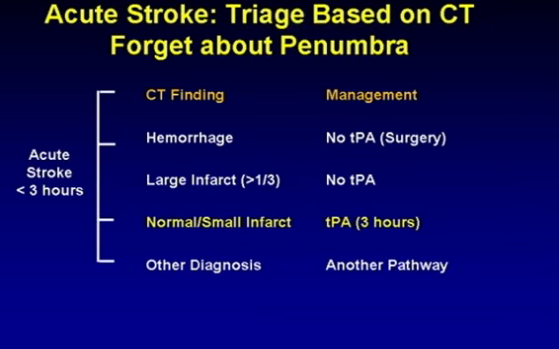So this is a potential candidate for thrombolysis within the first 3 hours, potentially up to 6 hours in some studies. If obviously on a non-contrast CT you see hemorrhage, then the patient is not a candidate for TPA. And if there is a huge infarct, then again, there is a propensity for hemorrhaging. So again, this patient is not a candidate for TPA. Obviously, if there's another diagnosis, then you take another pathway. So this is really the gist of my talk this morning.